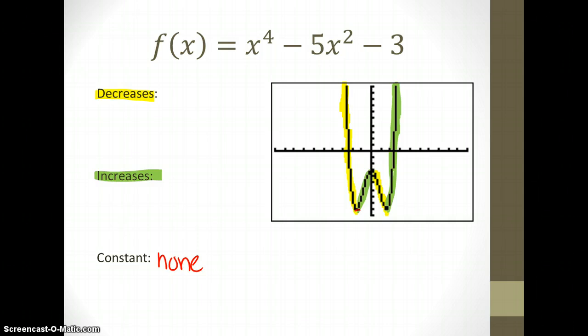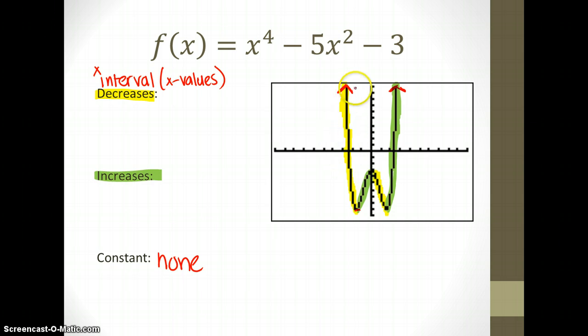So the graph's decreasing. What I want to describe is, remember the interval, when you say decreasing, you're saying the x interval. What x values is the graph decreasing for? Well, our graphs don't have arrows on them on our calculators, but if I look and say what x values are we decreasing, again, you're going to use interval notation.